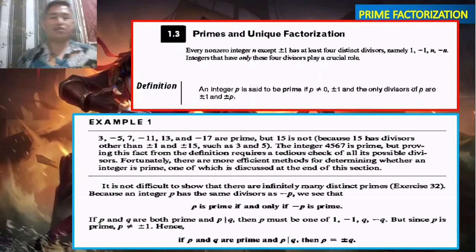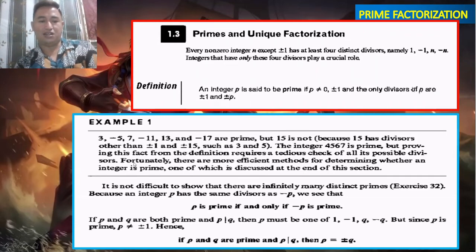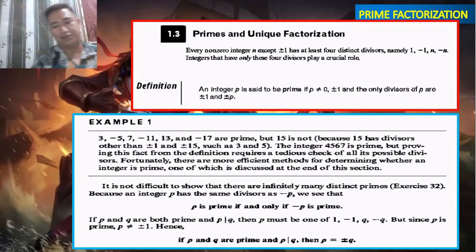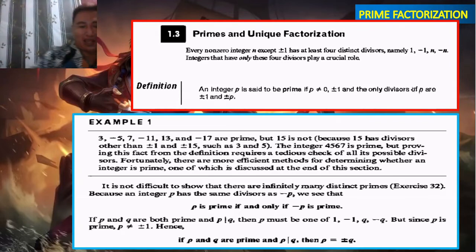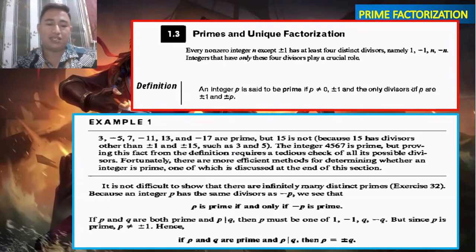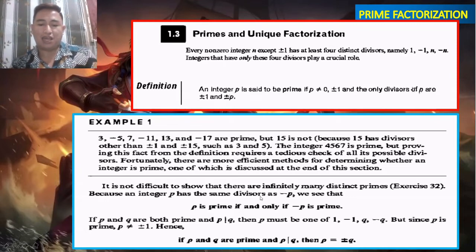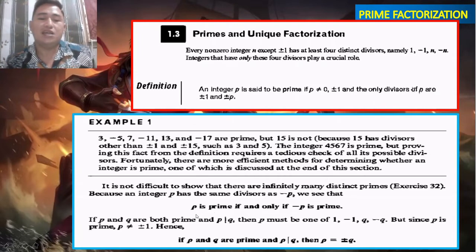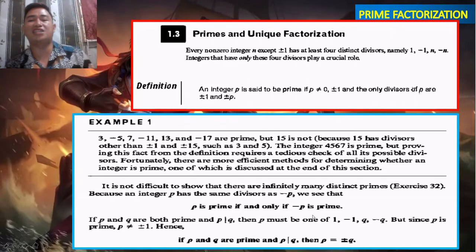So, naatay method unya class at the end of this section dala ay. So there are more efficient methods for determining whether an integer is prime, one of which is discussed at the end of this section. So na siya sa atong last sa last dapit. Okay. Dalan class, because an integer p has same divisors as negative p, we see that p is prime if and only if negative p is prime.